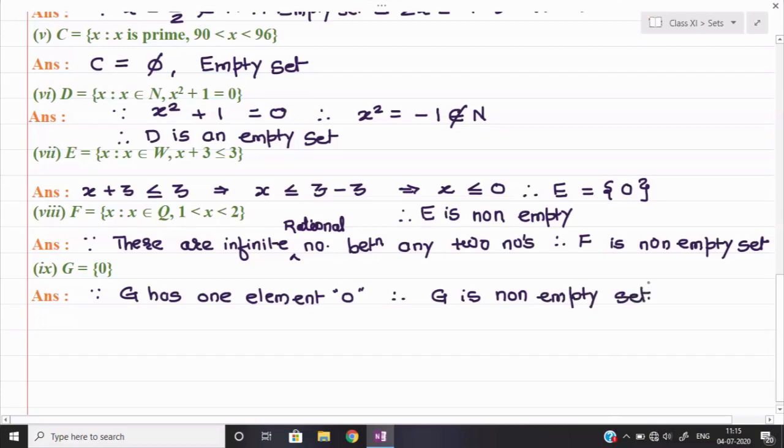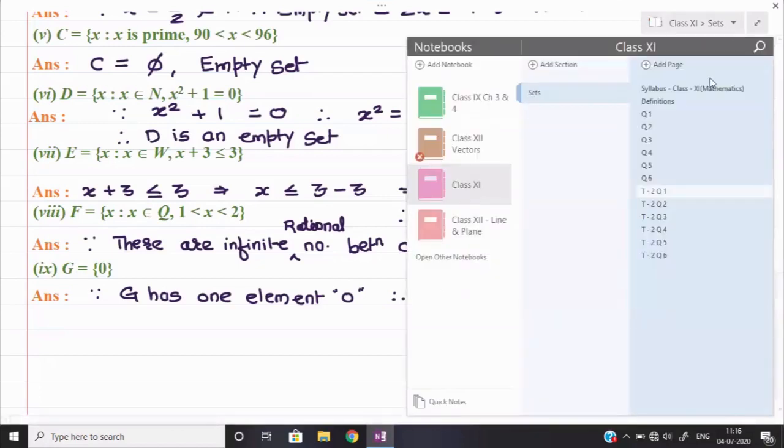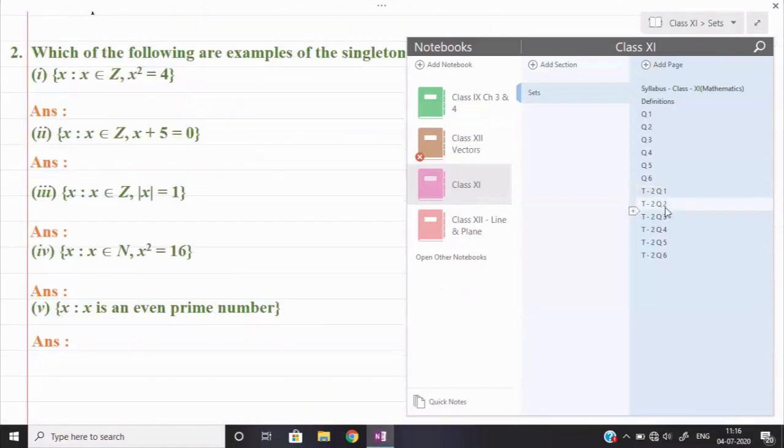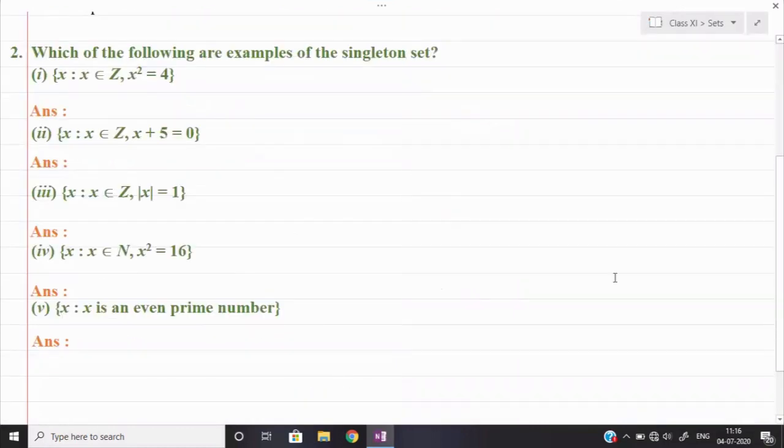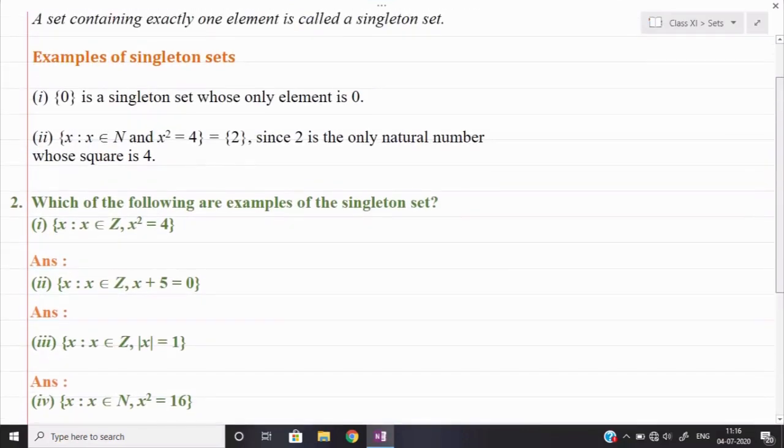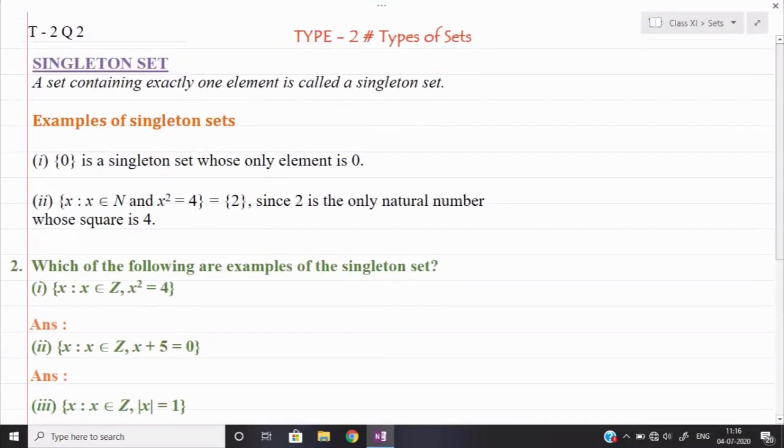Okay, in the examination, write the answer in the best possible manner. Whether it is empty or non-empty, you should be reasonable about your answer. Let us see now question number two. In the second question, see what we have been given. Again, we have to study a different kind of set. So now we are going to see the second type of set, that is called a singleton set.